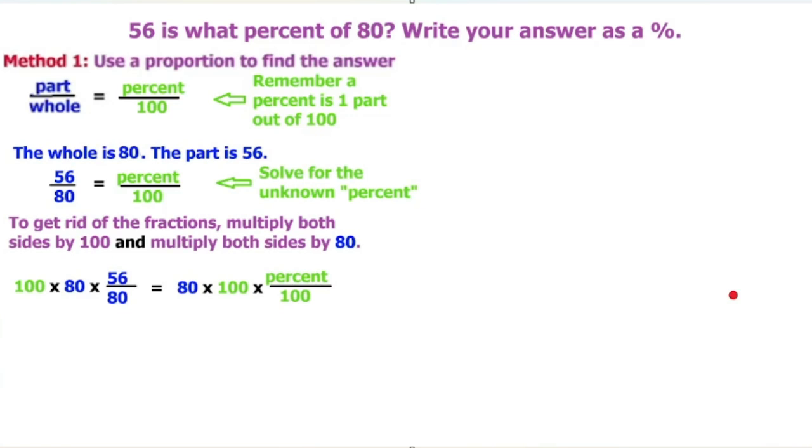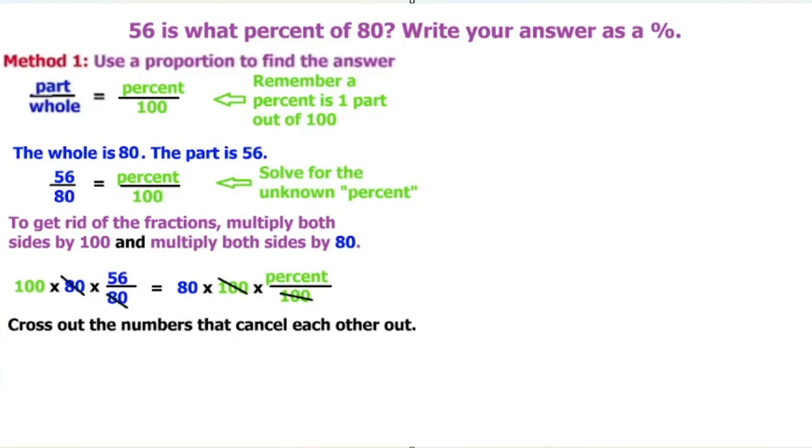So multiply times 100 times 80 on this side, and then 100 times 80 on this side. Now we can cross out the numbers that cancel each other out. So this cancels itself out here, and then this cancels itself out here. So when we rewrite the equation, we are left with 100 times 56 equals 80 times percent. So we don't have any more fractions in the bottom.